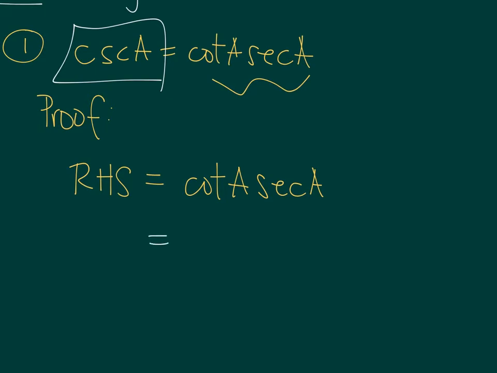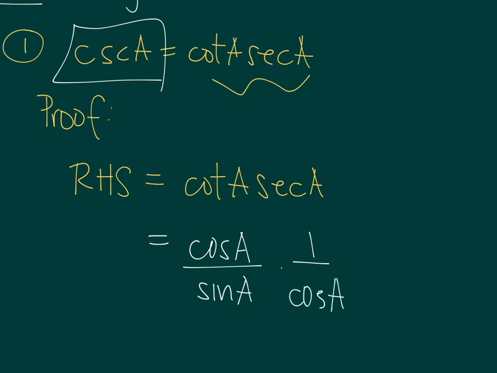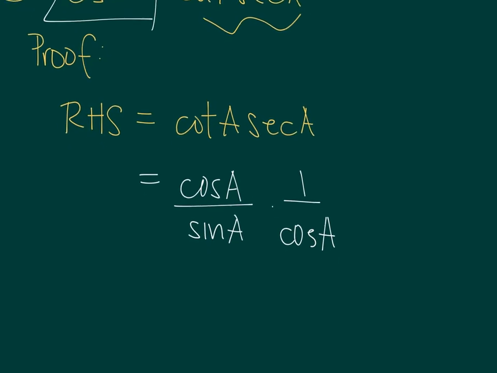Okay, so how do we change this? Convert cotangent to cosine over sine. And then secant is an identity, 1 over cosine. Secant is 1 over cosine, right? Yeah, my bad.